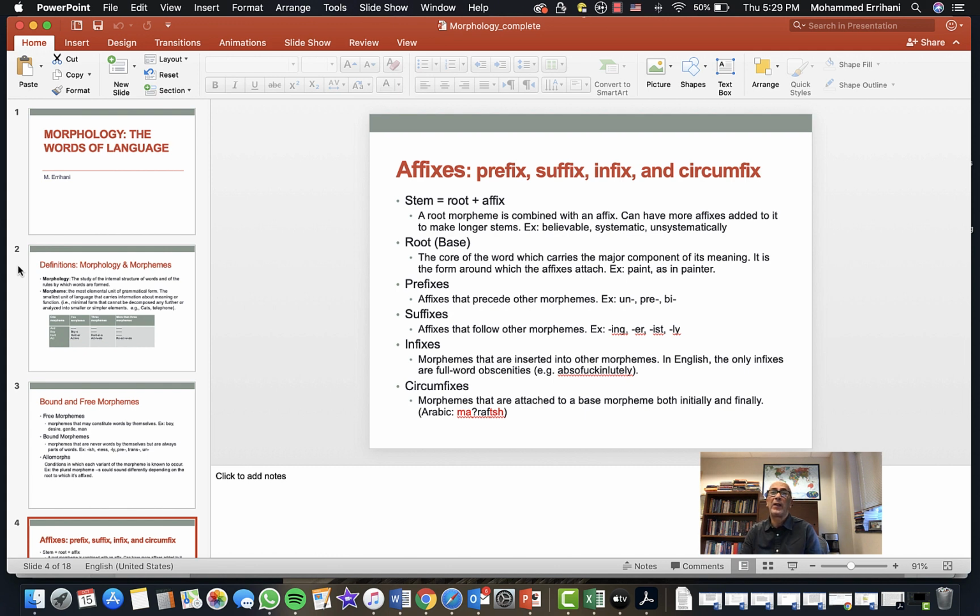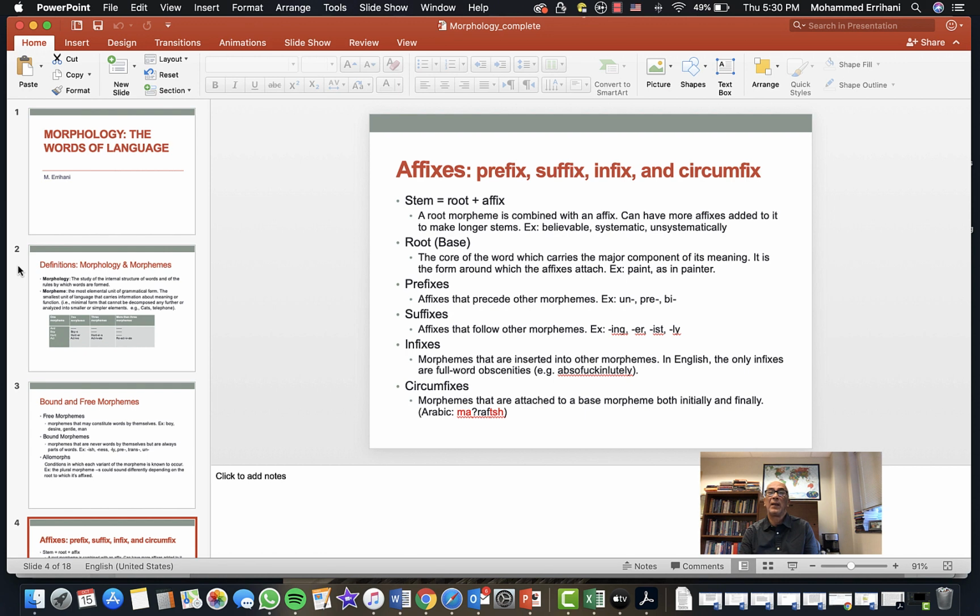On the other hand, the root is the base of the word. It's the free morpheme. So you have paint as an example, and you add er, it changes the meaning, it becomes painter, one who paints. The root of the word is the free morpheme paint. A prefix is what precedes other morphemes, for example, un, pre, and by. And a suffix is what comes at the end of the word.